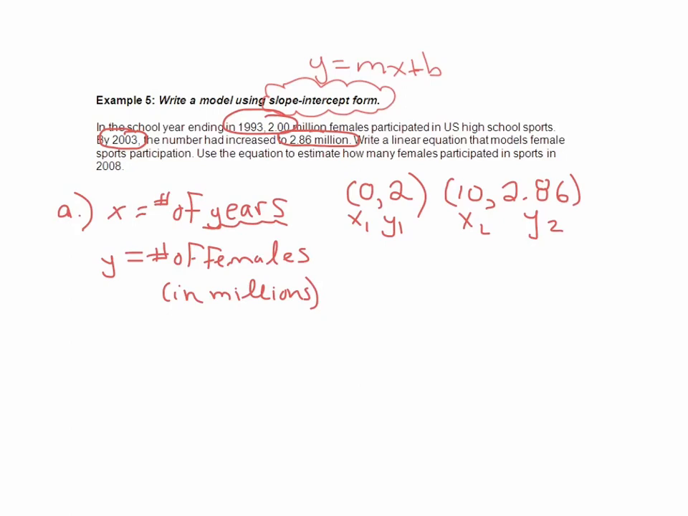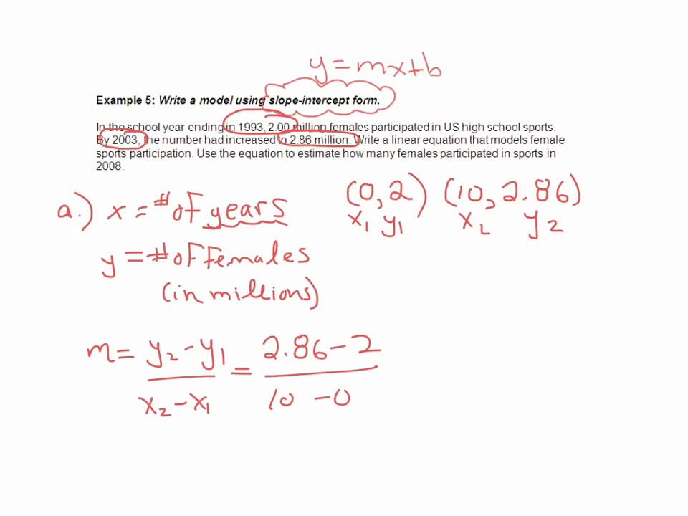Okay, now I'm ready to write my equation. Last week, what is the first step when we have 2 points? Go ahead. You do have to find your slope, so I am going to go ahead and do my slope. y2 minus y1 over x2 minus x1. So I have 2.86 minus 2 over 10 minus nothing. And that's 0.86 over 10, which is 0.086.